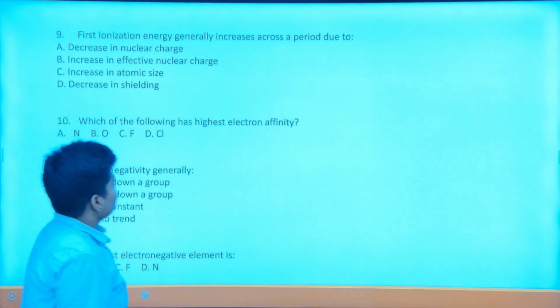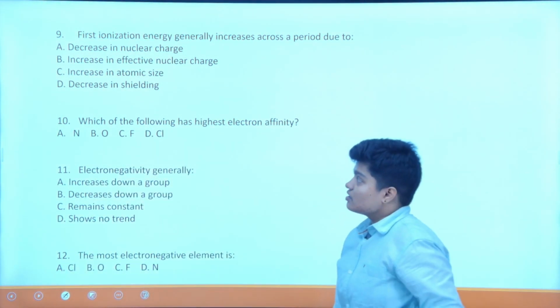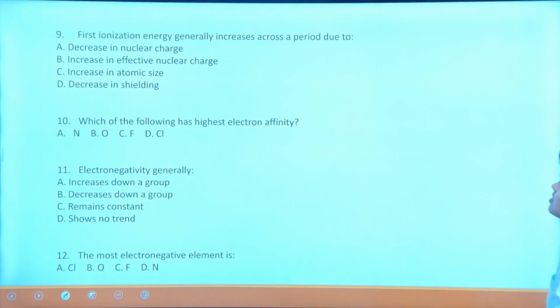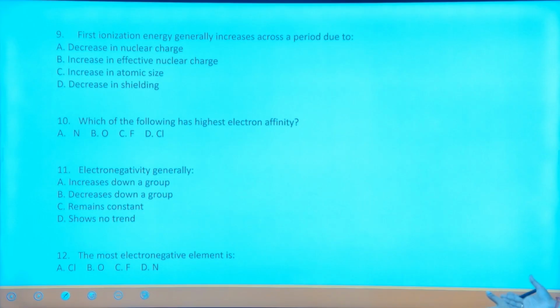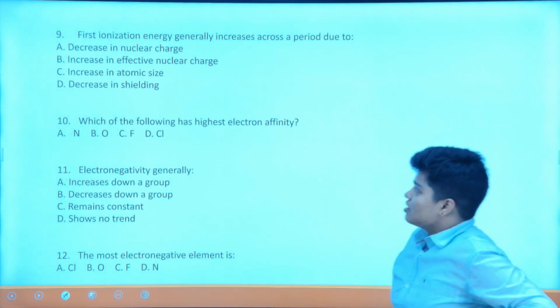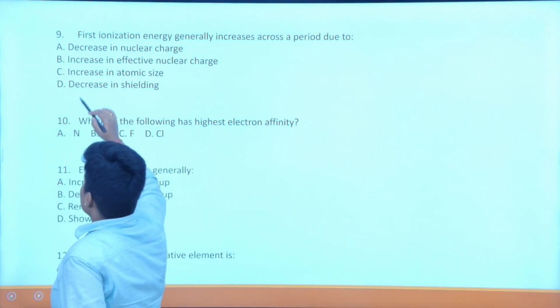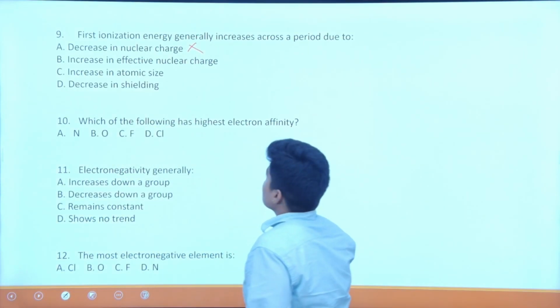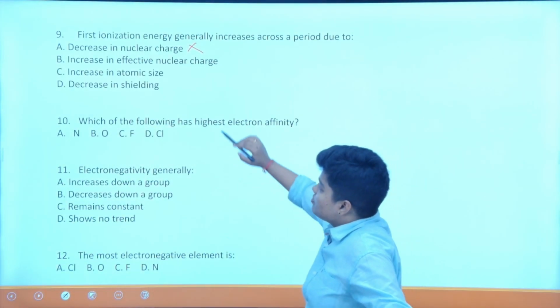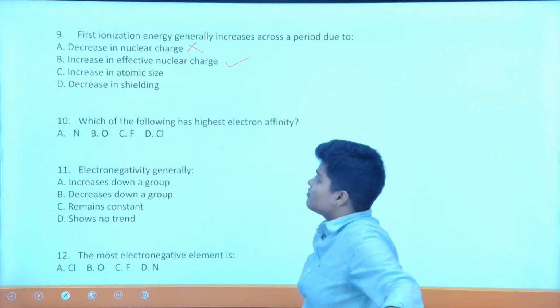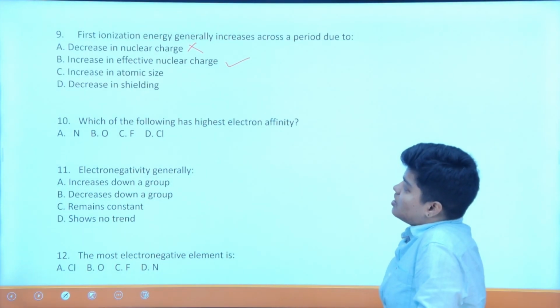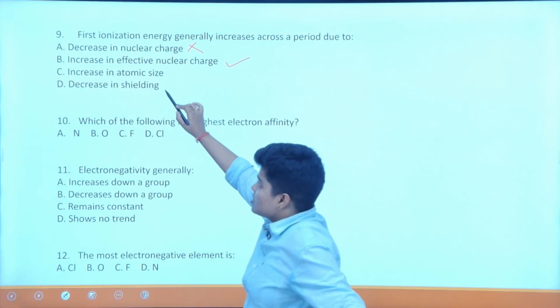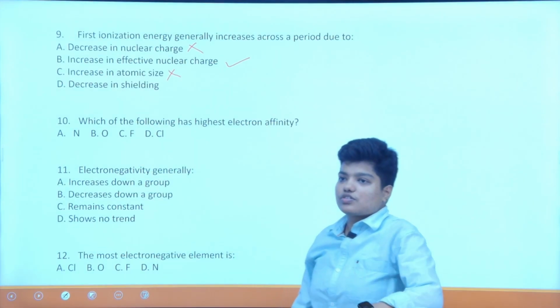Now question number 9. First ionization energy generally increases across a period. Is it because of a decrease in nuclear size? No. Because of an increase in effective nuclear charge? Yes, along the period the effective nuclear charge increases. Increase in atomic size? No, because along the period atomic size goes on decreasing.